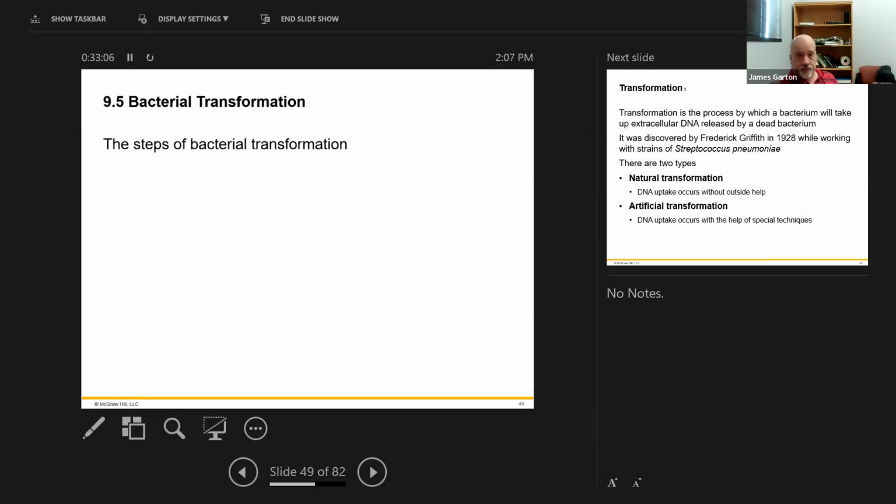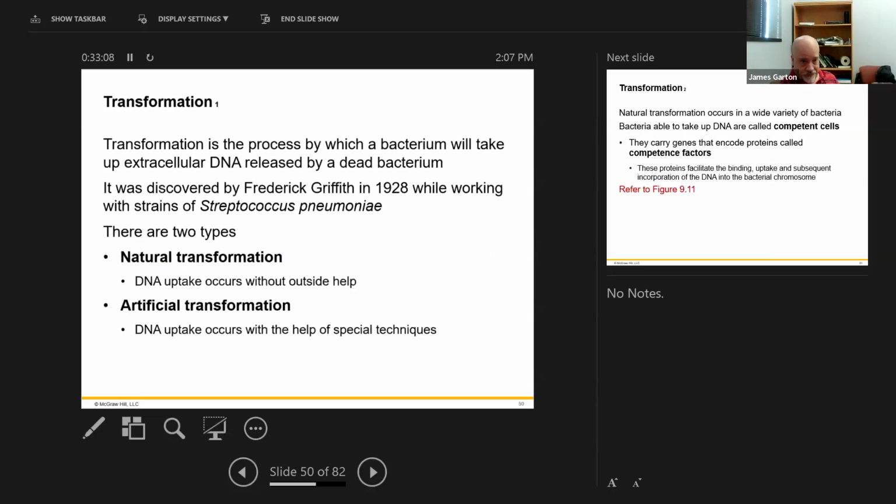Now, this last one is bacterial transformation. It was discovered kind of by accident back in the 1920s. And if you took biology for majors, you went through the outlines of this experiment. In this experiment, Griffith was working with the smooth strain and the rough strain, and the smooth strain could cause pneumonia, and the rough strain couldn't.